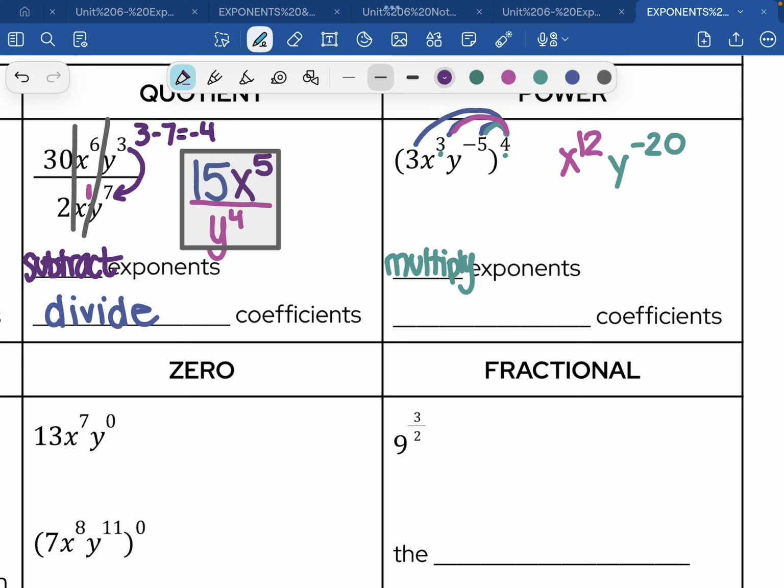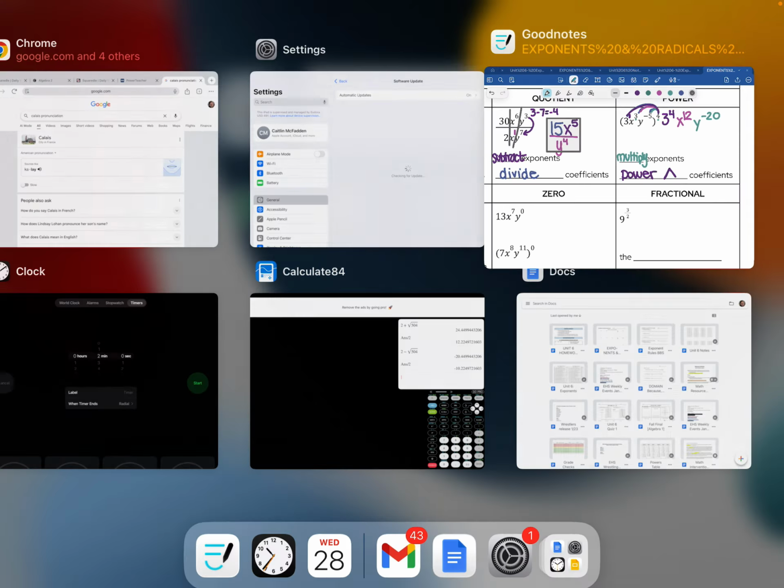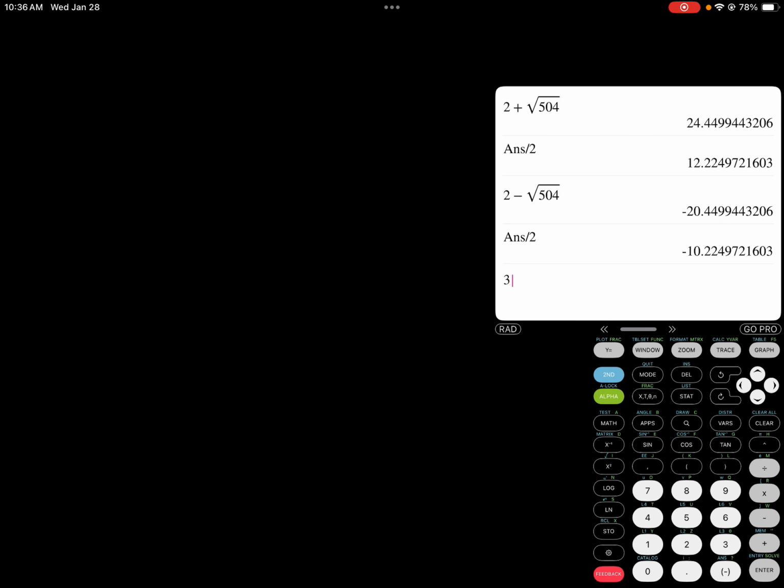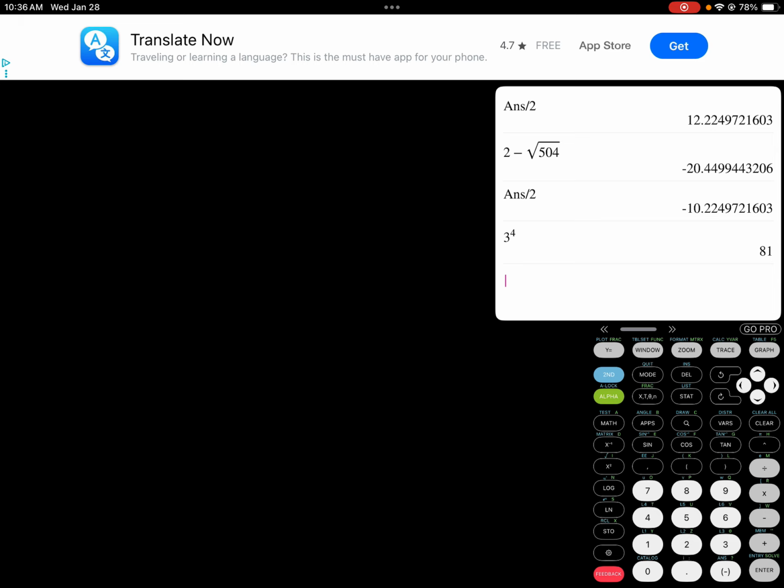Then I have this extra number out here. That 3 has a power of 1 right now, so I need to do 3 to the power of 4, which means I'm just going to call this power your coefficients using the caret symbol in your calculator. Let me pull up my calculator. 3 exponent 4 is 81.